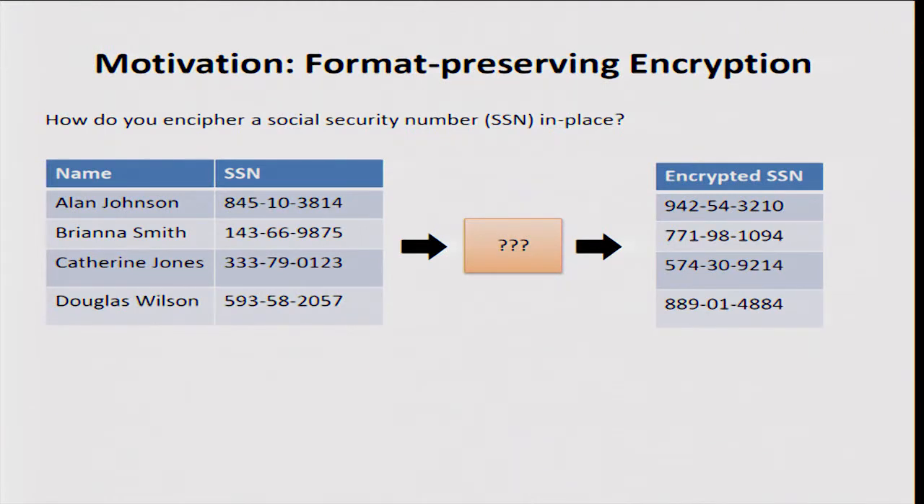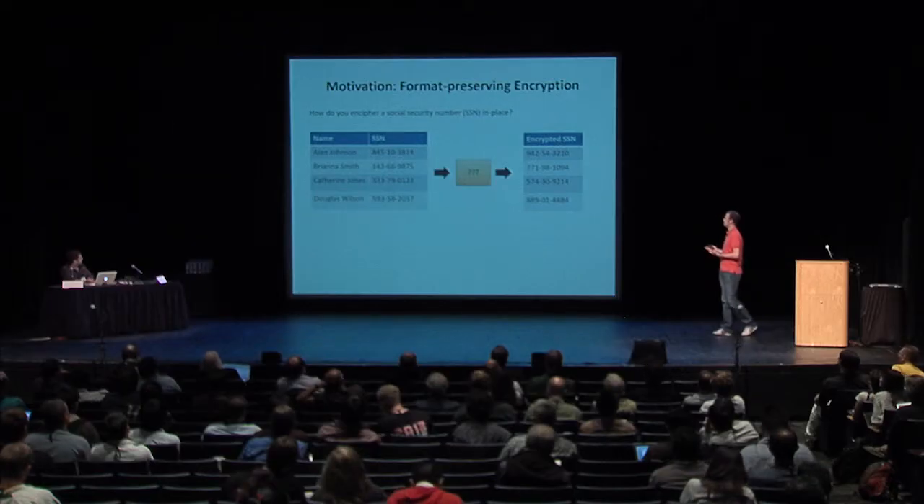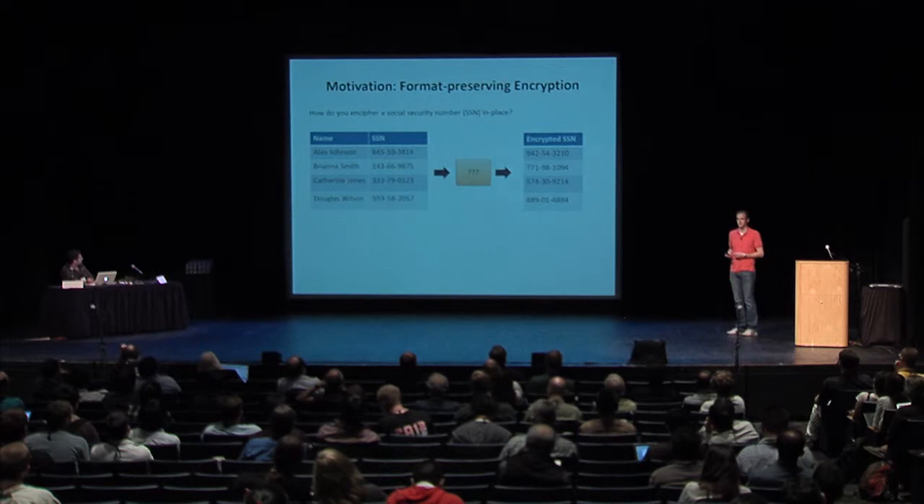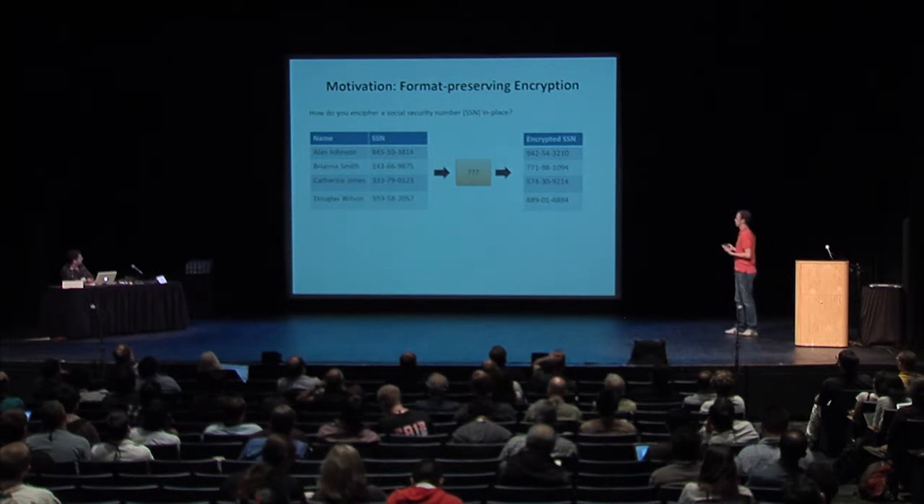So the motivation for this work is format preserving encryption. We have an example here where we have a database. On the left, we have some names, and then we have some social security numbers. In the US, we have these 9-digit identification numbers, and we would like to keep these things secret in the database. We'd like to encrypt them. And so the question is, what do we use?